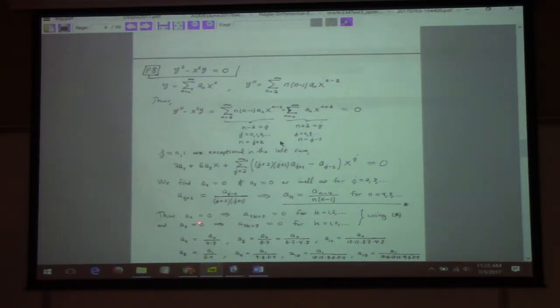I think it becomes obvious then that a sub 2 equal to 0 implies that a sub 4k plus 2 equal to 0. In other words, like 6, 10, 14, 18, all these guys, all 0. Because once one of them is 0, the whole chain is 0. And likewise, a sub 3 equal to 0 implies that a sub 4k plus 3 is equal to 0 using star.